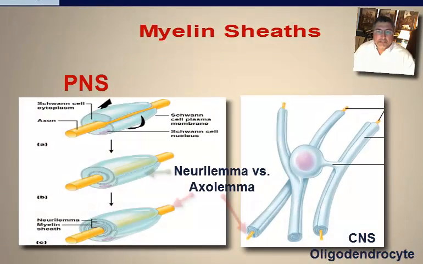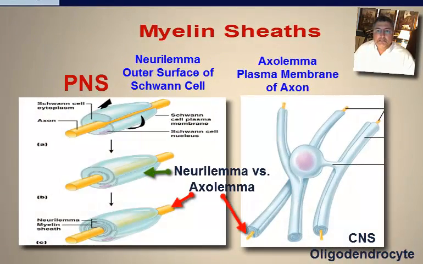Now, before we get into it, the neurolemma and axolemma are typically two terms that get confused by students during this part of the discussion. The axolemma is always going to be the plasma membrane of the axon. The neurolemma is going to be the outer surface of the Schwann cell.